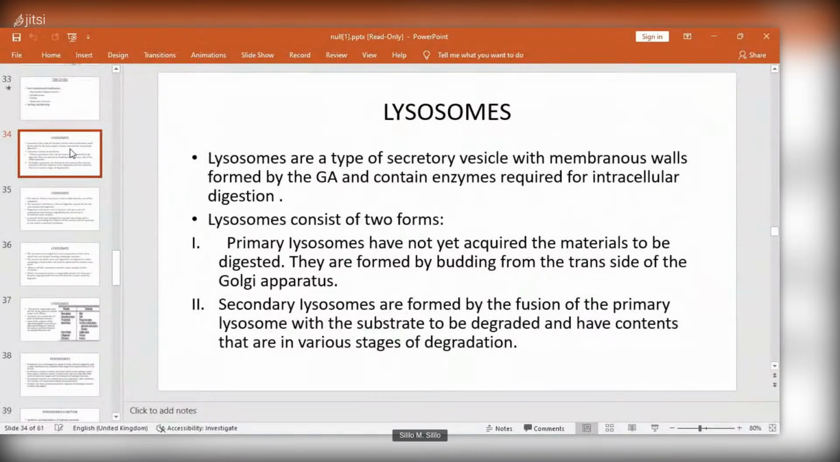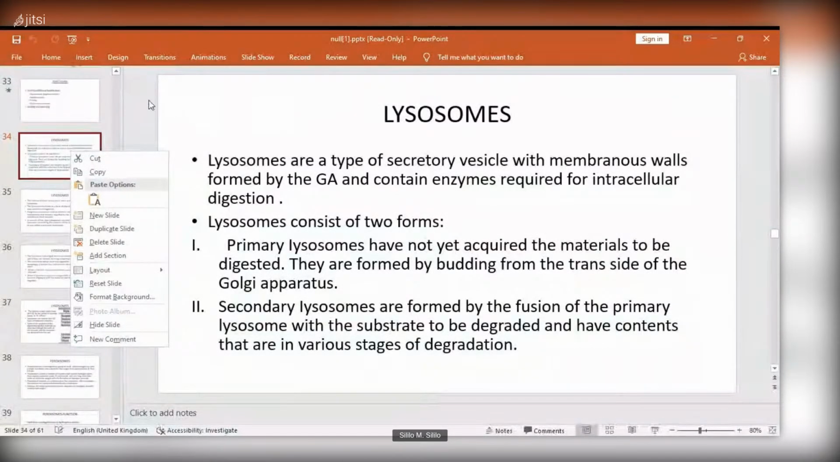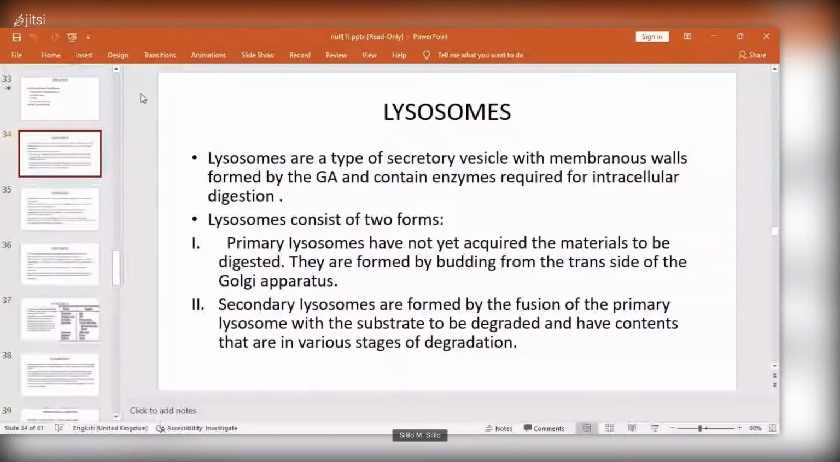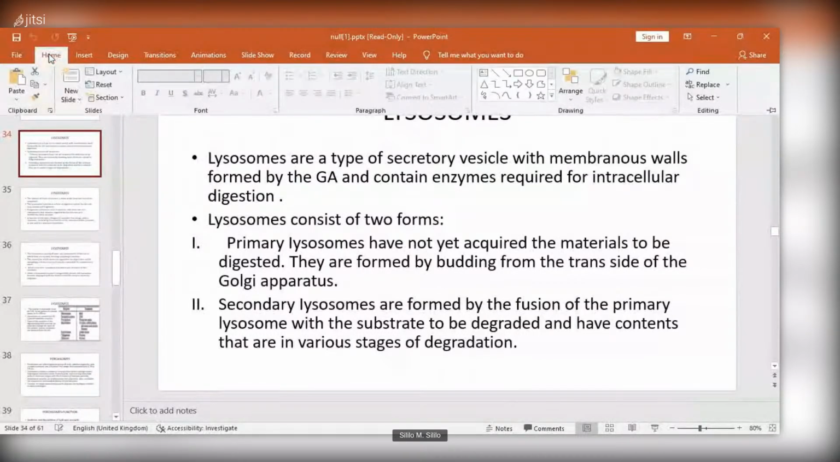Lysosomes are vesicles. A vesicle is just a round structure that contains fluid inside. In terms of lysosomes, they are made up of enzymes, and these enzymes are responsible for intracellular digestion. So lysosomes are kind of the cleaners of the cell. They clean up certain things.